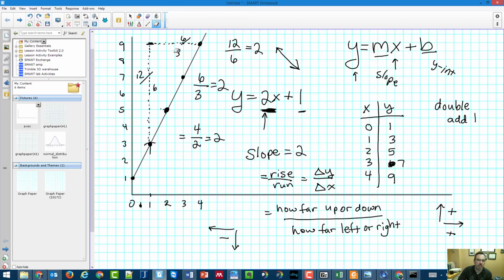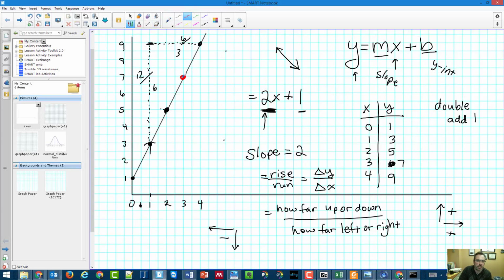In fact, one last time, just to confuse everybody, I could do this in the opposite direction. So let me grab a different color here. I could start right here at 7 and say, oh, I had to go down, and I'm going to go all the way down to 1, and then over. And let's just, for argument's sake, see. From 7 down to 1, I went down 6. So that's negative 6. That's my change in y. From 3 over to 0, I went to the left 3. So that's negative 3. When I divide those, I still get a positive 2.